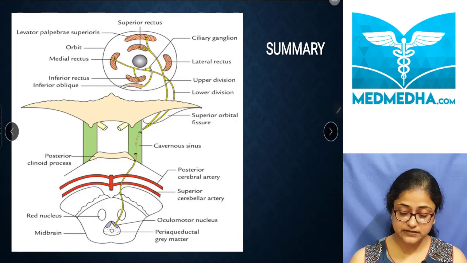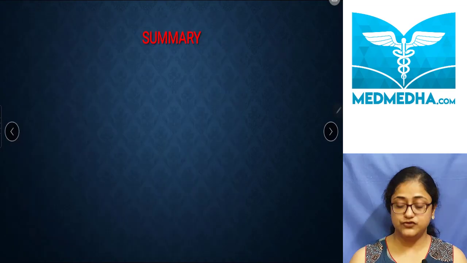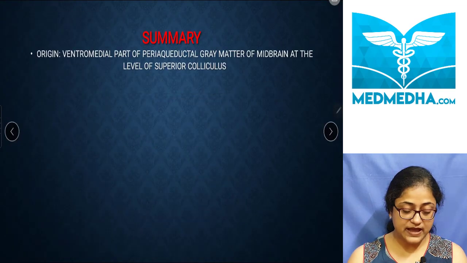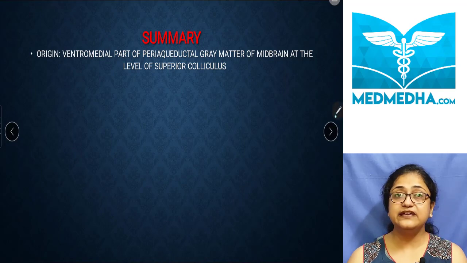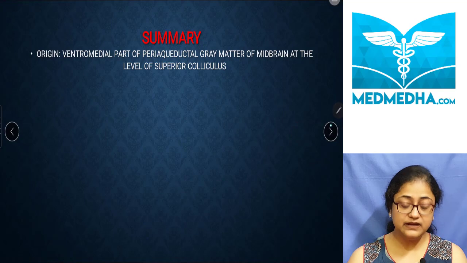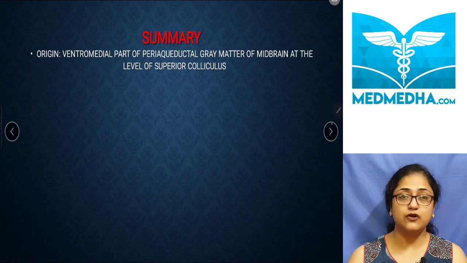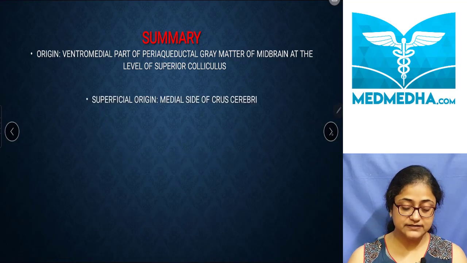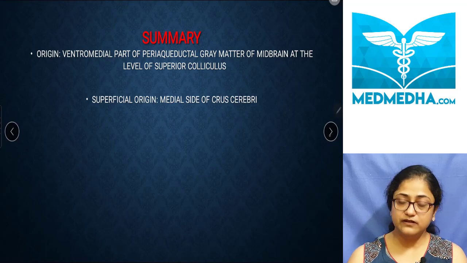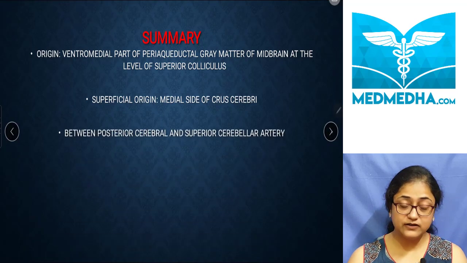Now, how do you write it? You write it again in a flowchart form. First you have the origin. It arises from the ventromedial part of the periaqueductal grey matter of the midbrain at the level of the superior colliculus. Next is the superficial origin, that is, it comes out from the medial side of the crus cerebri. Then finally the course.